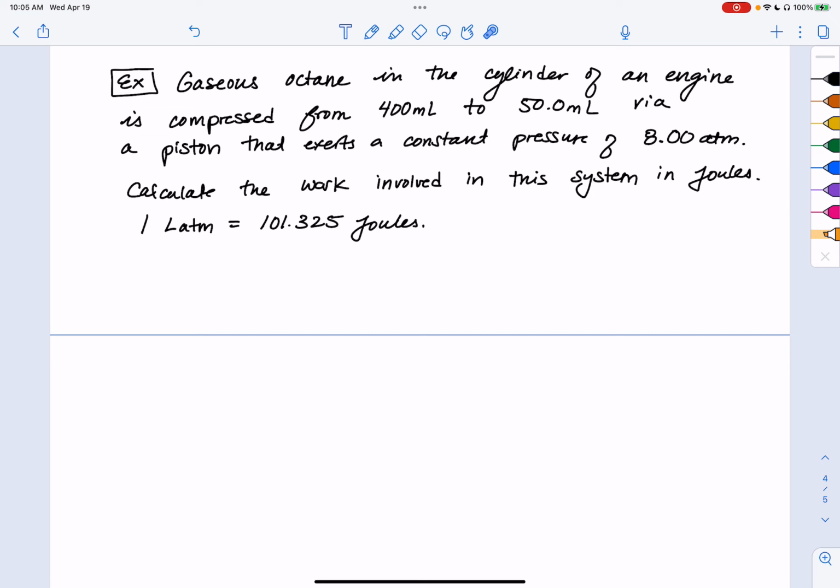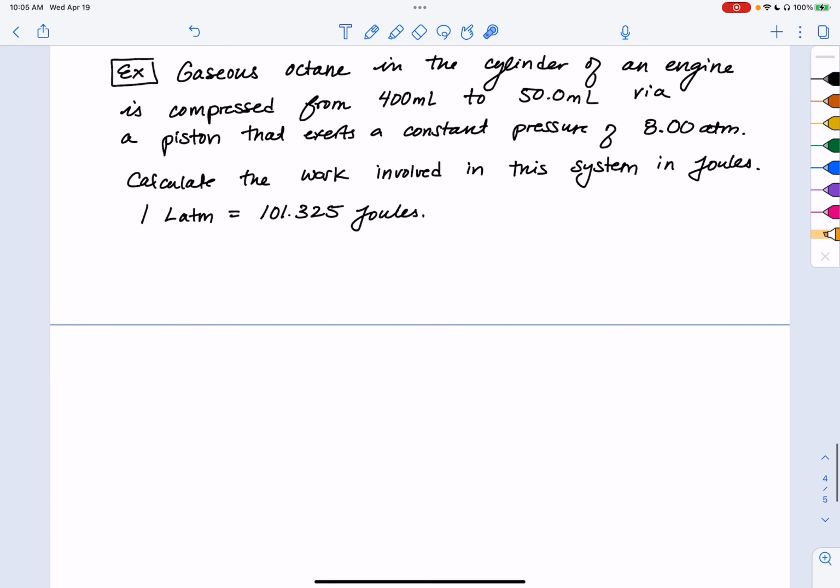So let's suppose that we've got gaseous octane in the cylinder of an engine, and it is compressed from 400 milliliters to 50 milliliters via a piston that exerts a constant pressure of 8 atmospheres. Okay, that is a lot of information.